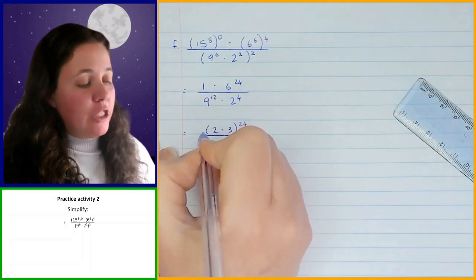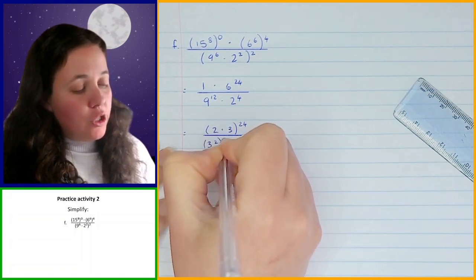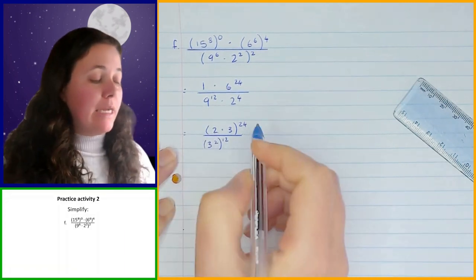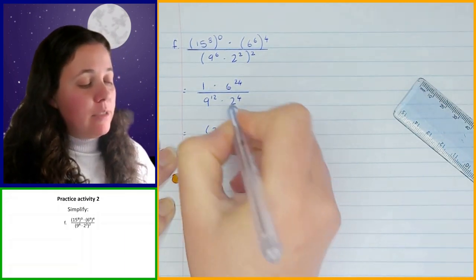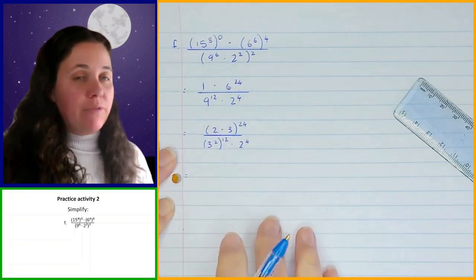The 9 I'm going to change to 3 squared to the power of 12. Now remember, whenever we are changing bases like this, we have to always write it in brackets. Times 2 to the power of 4 is going to stay as it is. It's already written as a product of its prime factors.